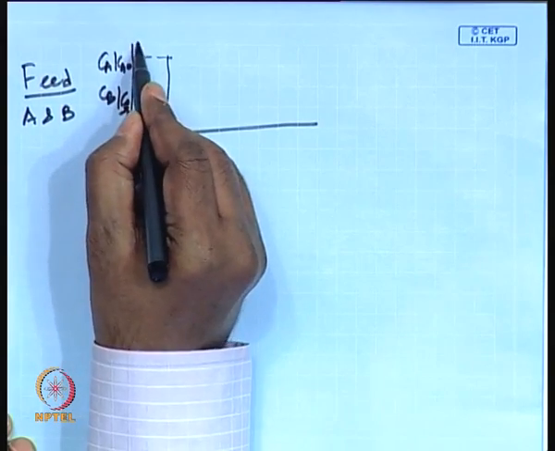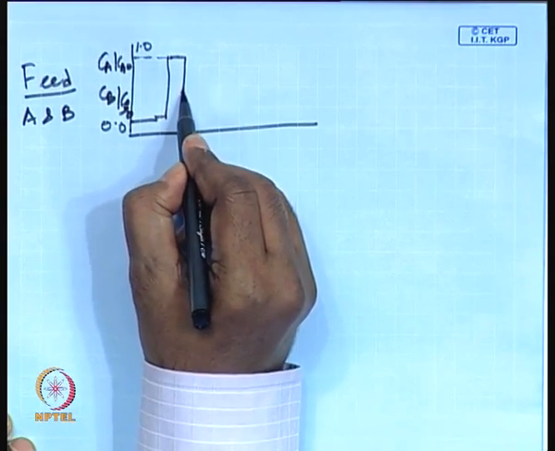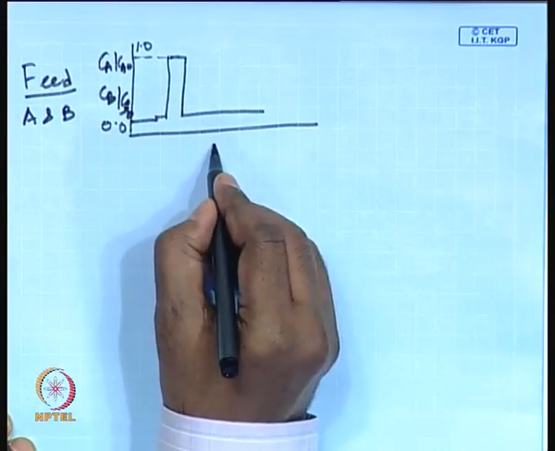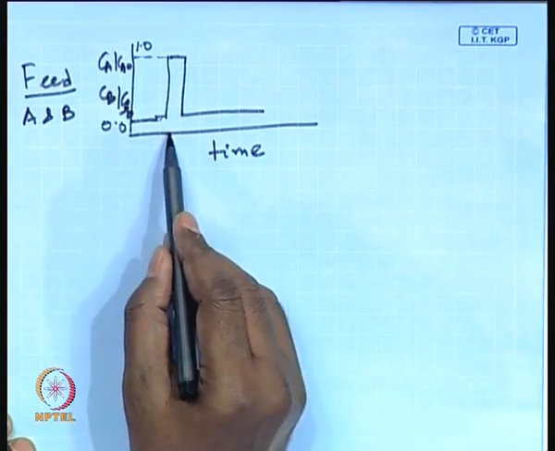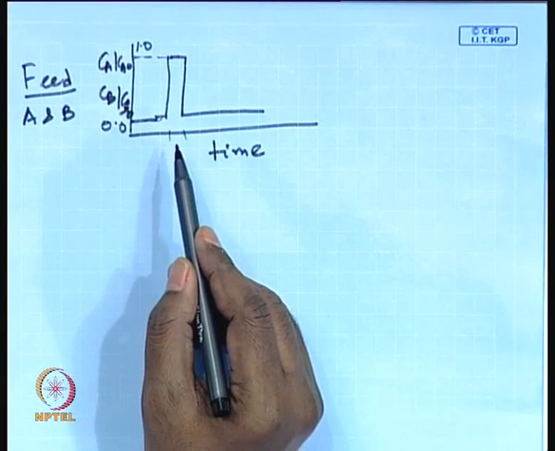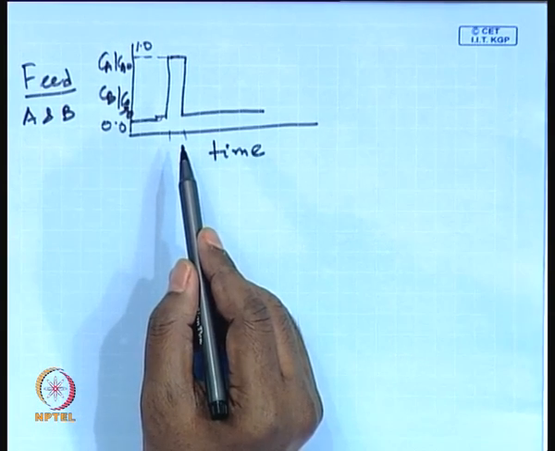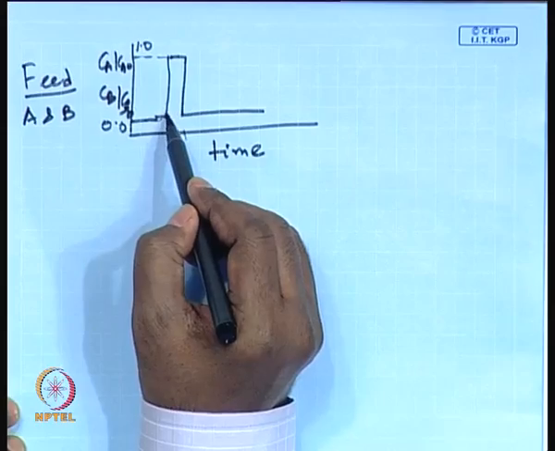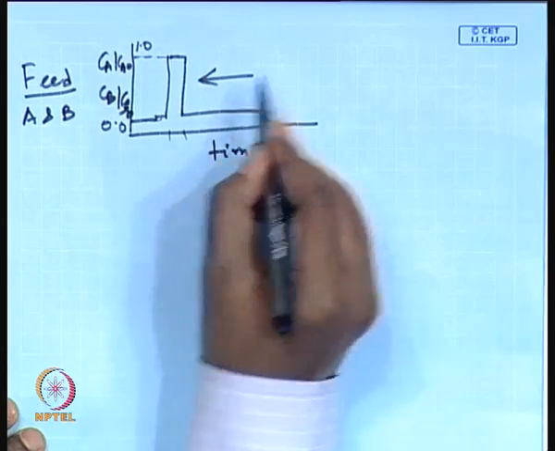So, this value is 1, this value is 0. We plot C A by C A naught and C B by C B naught versus time. In the feed phase, at this particular time interval, we give a pulse that contains both the solutes A and B. That means we are injecting into the feed sample a pulse of the sample containing A and B. So, therefore, it gives a region from 0 to 1. So, this is the feed pulse.